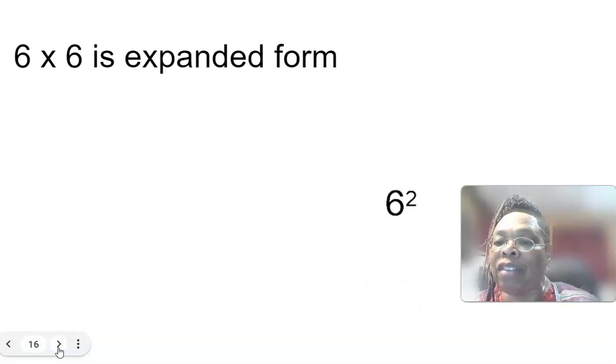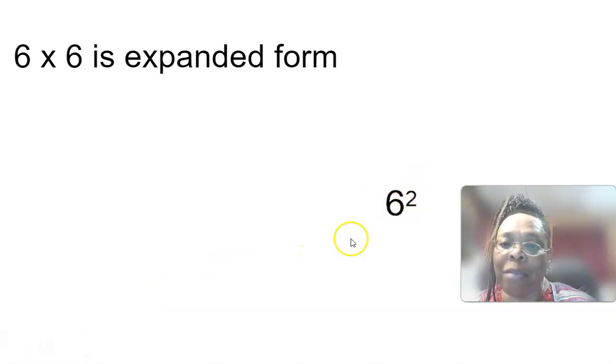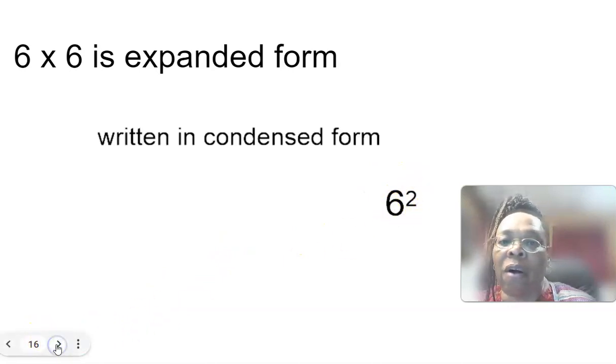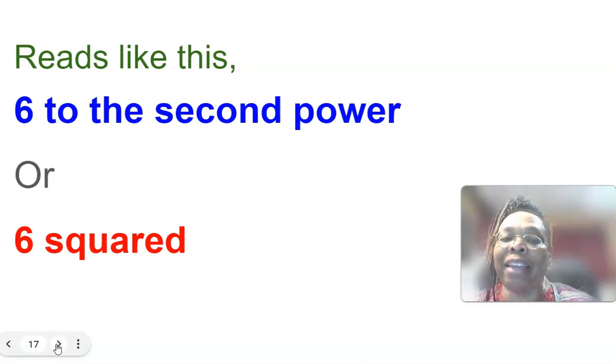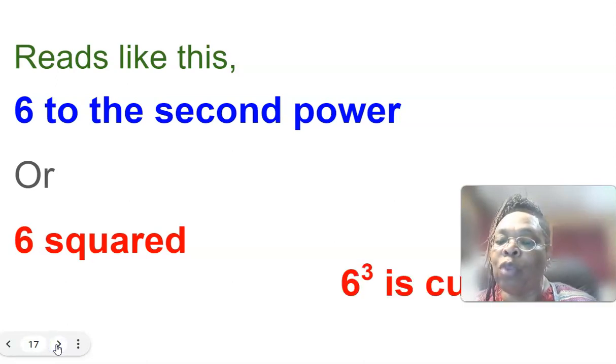6 times 6 is called the expanded form, and 6 to the second power is called the condensed or the exponential form. It reads like this: 6 to the second power, or 6 squared. So when we use the little 2, the exponential 2, it's called squared. When we use the exponential 3, it's called cubed.